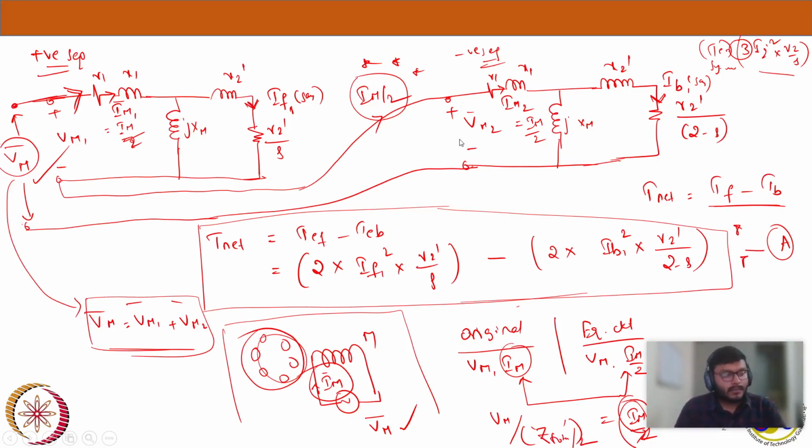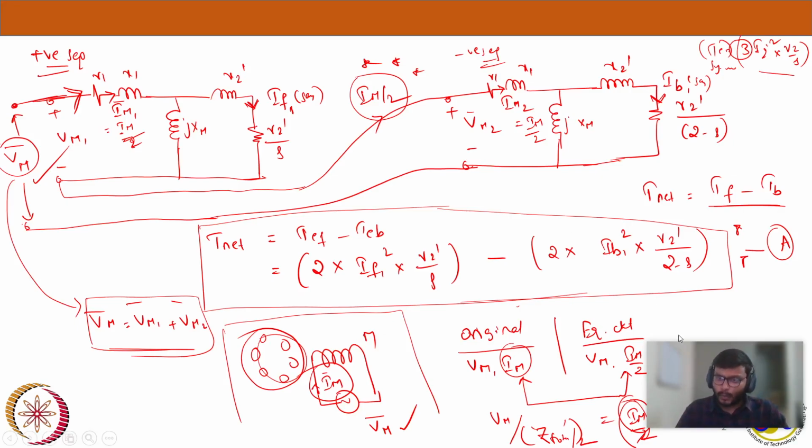So we were discussing this, and we came to the idea of joining these two equivalent circuits in series, because the same current is flowing through each equivalent circuit, that is Im by 2. When we added them in series, we arrived at this particular torque expression, TEF minus TEB, that is forward field torque minus backward field torque, and we have arrived at equation number A.